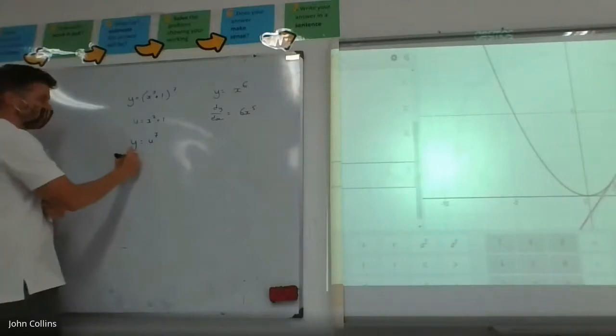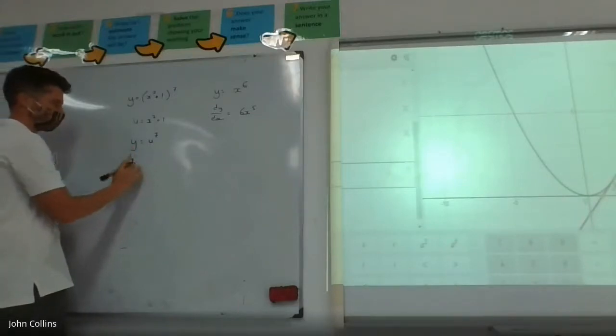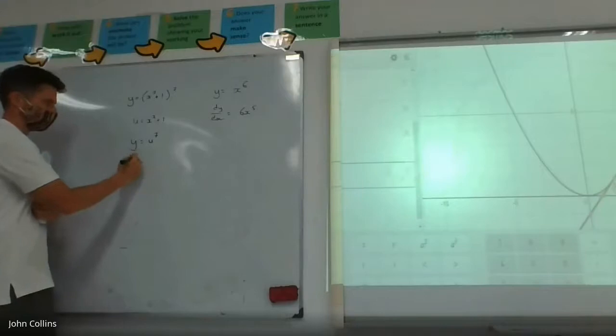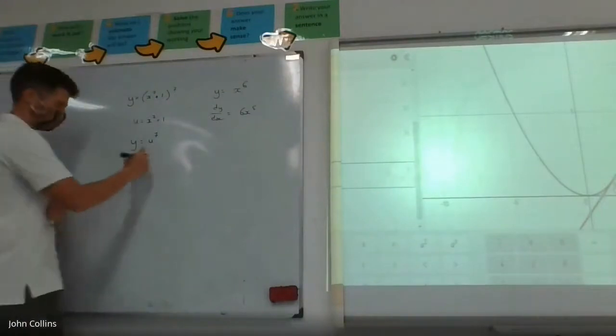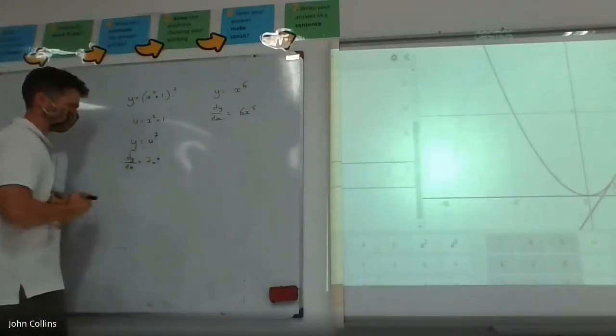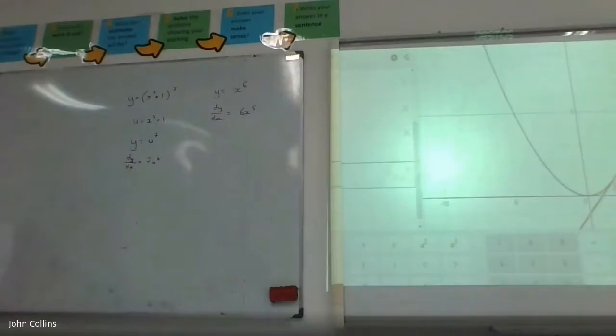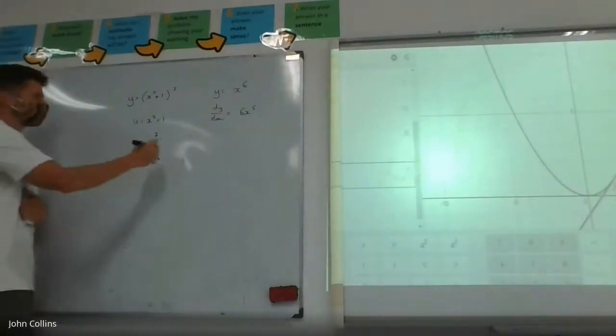dy du instead of dy dx. Don't worry, it's just u. It's just different letters, same thing. What's dy du? 7u to the 6. 7u to the 6, no problem. Okay, so I've done that.